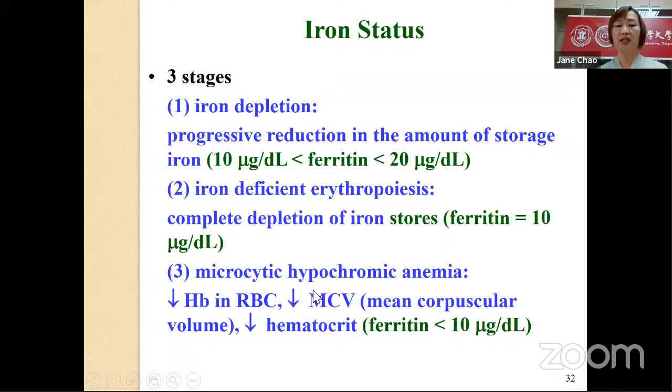The first stage is only a little bit decrease in the iron storage protein we call ferritin. But for the second stage, you can see the ferritin level is pretty low, probably equal to 10 micrograms per deciliter. But for the disease stage, you can see the iron storage protein ferritin is very, very low, less than 10.